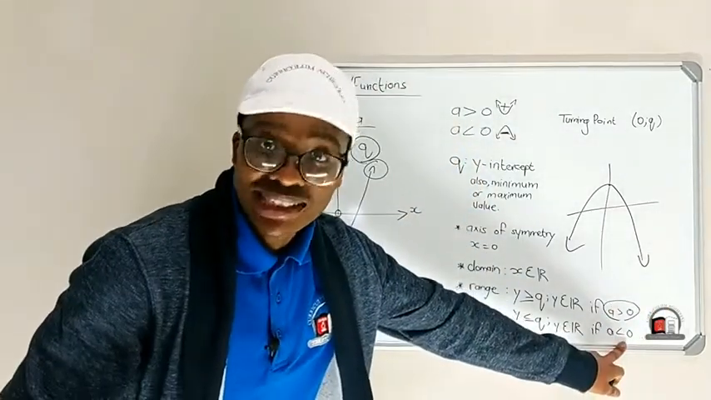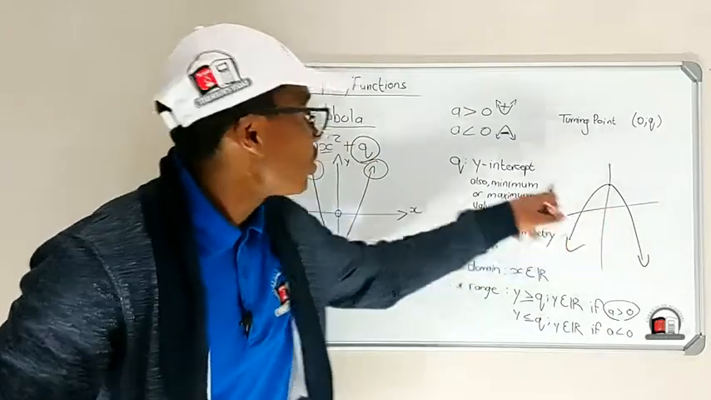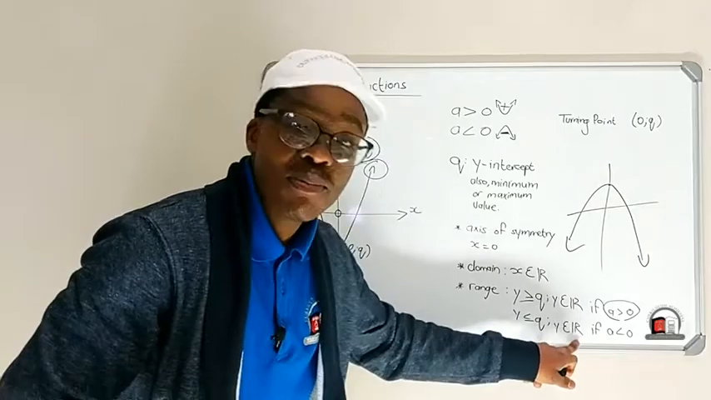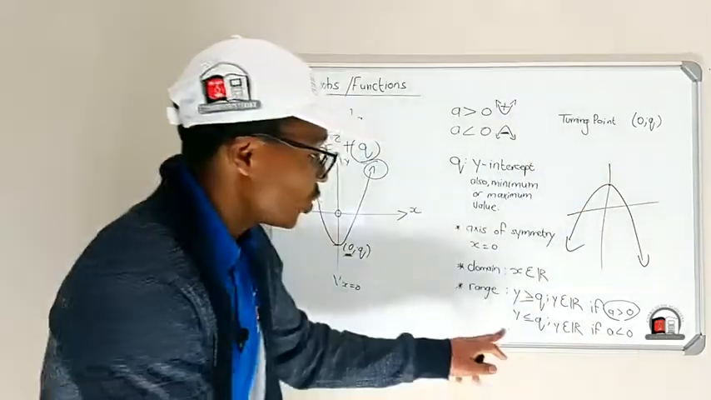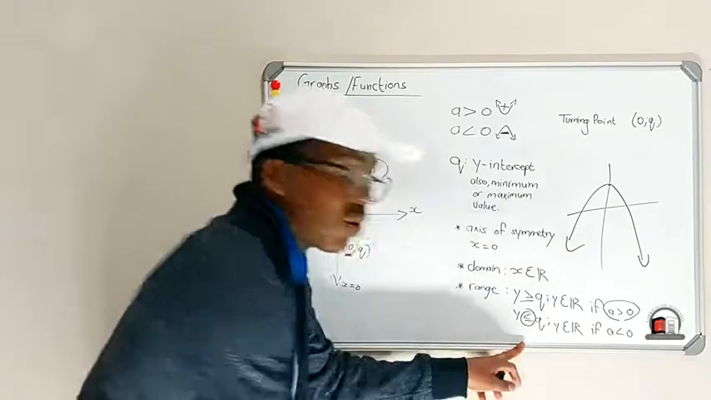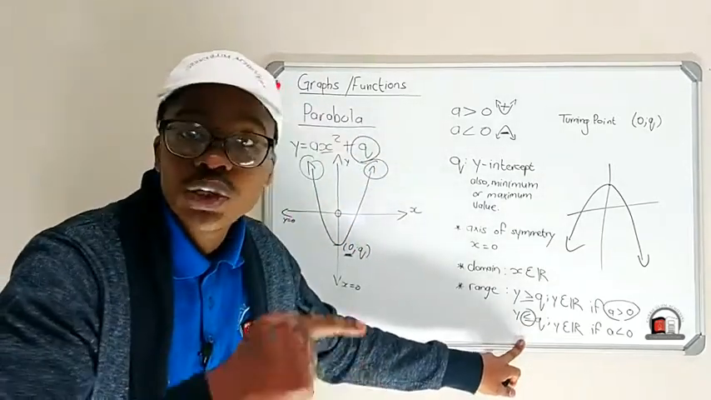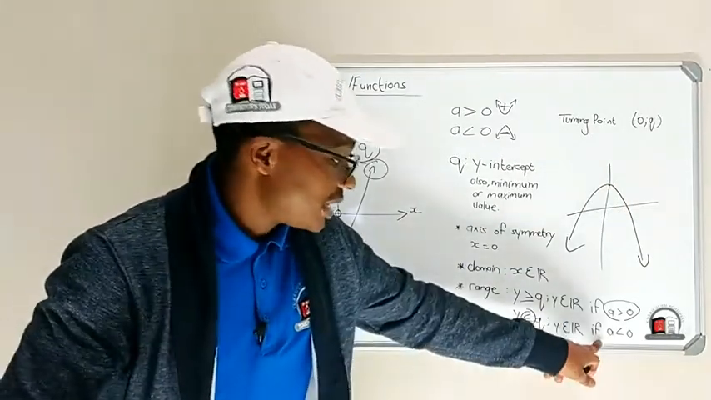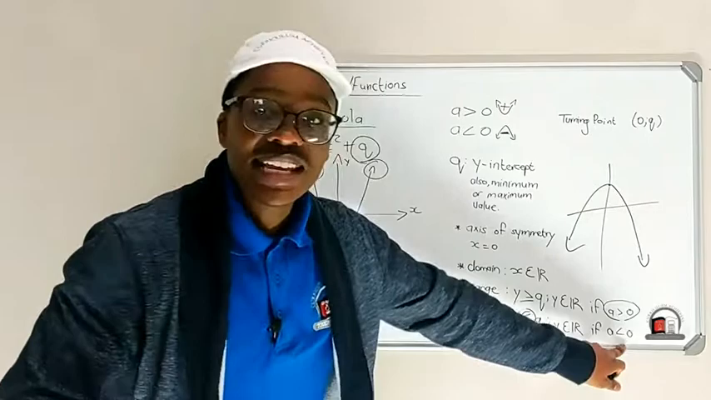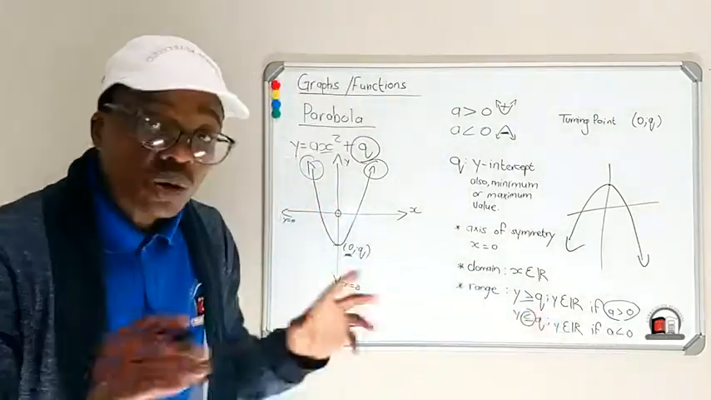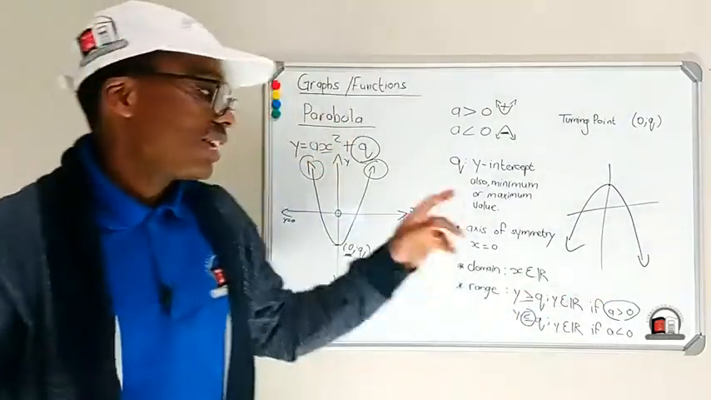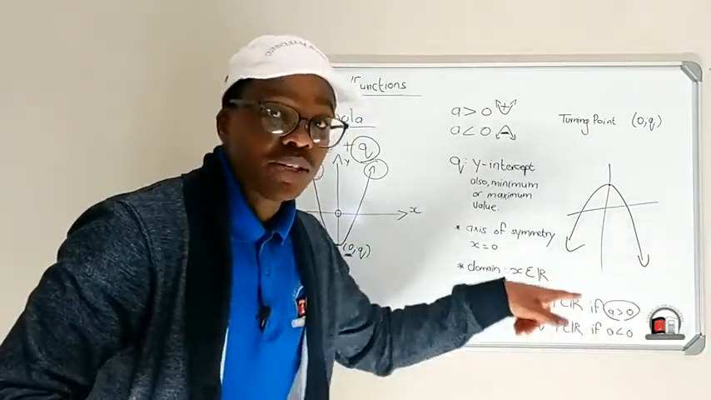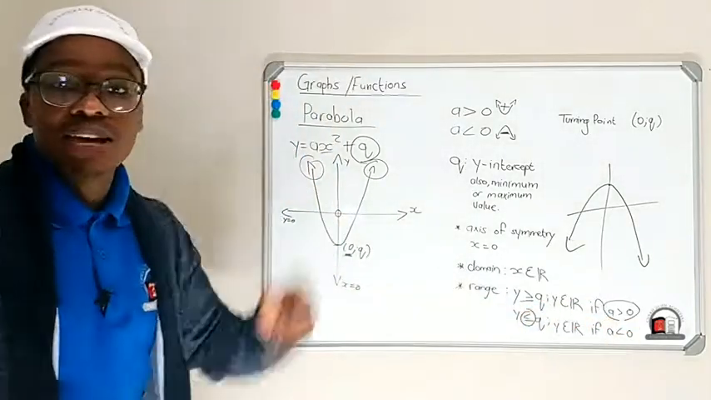So if a is less than 0, you're going to have a frowning graph, and you're going to have y is an element of real numbers going down. So you are saying y is less than and equal to q. Do you see that? And that is because a is negative. You can only use that if you have a frowning graph, and you can only use the first one, y is equal to and greater than, if you have a smiling graph.